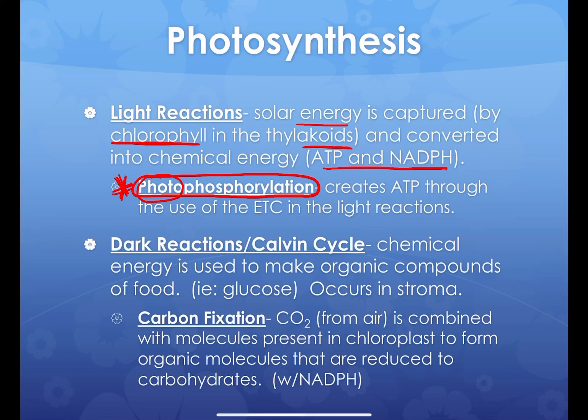Okay. And in the dark reactions, or the Calvin cycle, chemical energy is used to make organic compounds of food, such as glucose, and this happens in the stroma, as we mentioned. Okay, there's that term carbon fixation that I just spoke about, where carbon dioxide, which came from the air through the stomata, is combined with molecules present in the chloroplast to form organic molecules and is reduced to carbohydrates or sugars, okay, with the energy of the electron carrier NADPH.